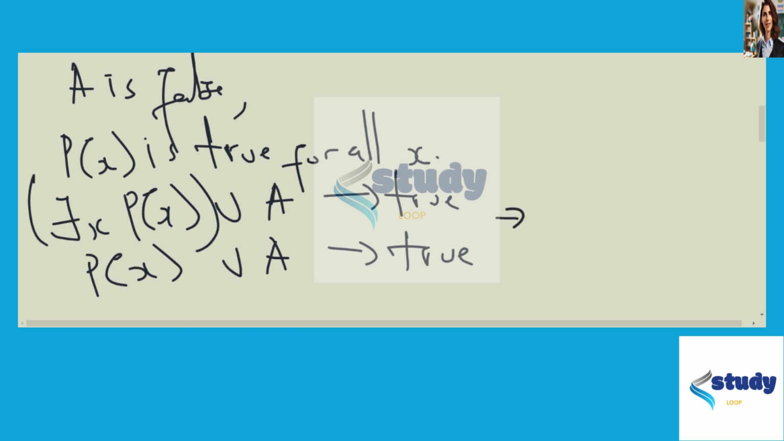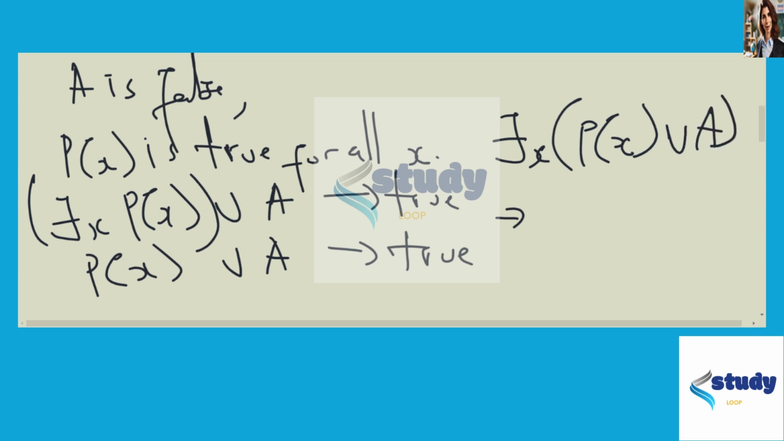Then this implies that there exists some x, P of x disjunction A will also be true. So if this is true, then both are equivalent. When P of x is not true for all x, then both sides are found to be false, making them equivalent.